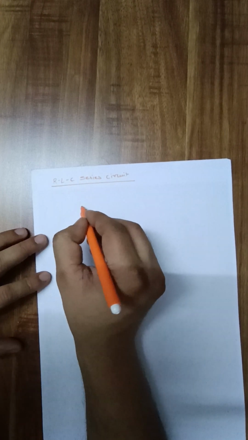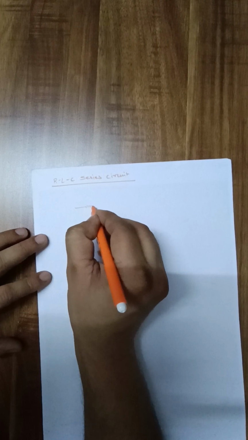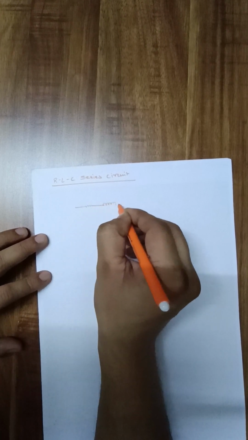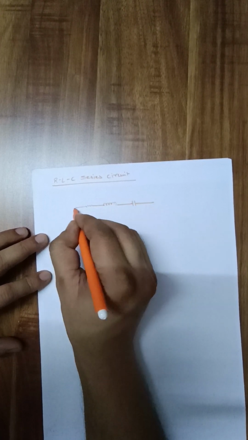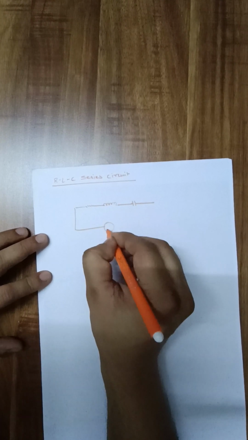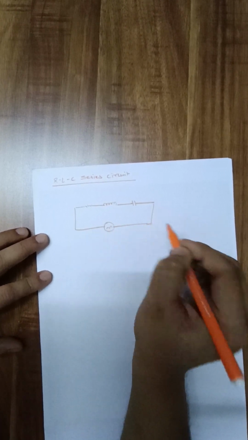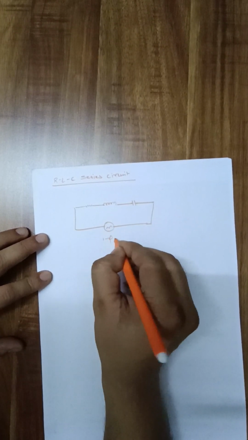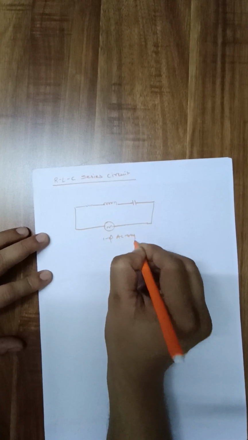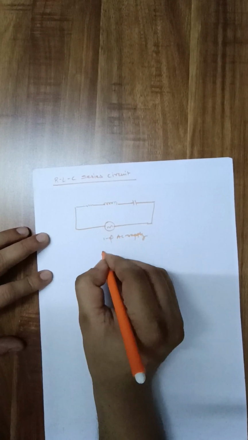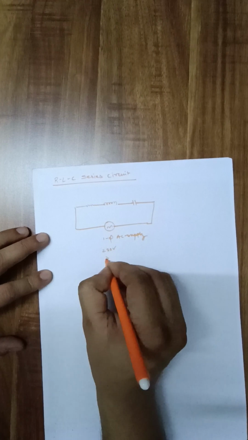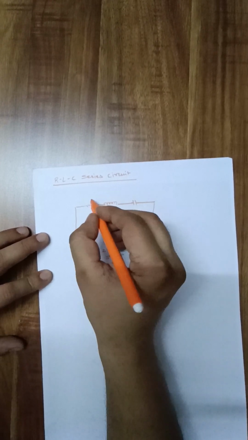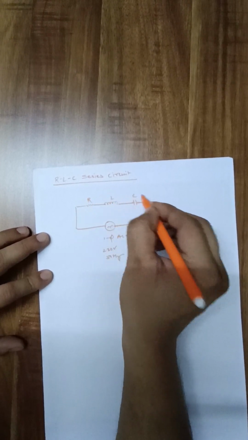So let me draw the circuit diagram. Here this will be your R, this will be your L, and this will be your capacitor. All these three elements are connected in series. Here single phase AC supply is applied, 230 volt, 50 hertz frequency, and here R, L, and C.